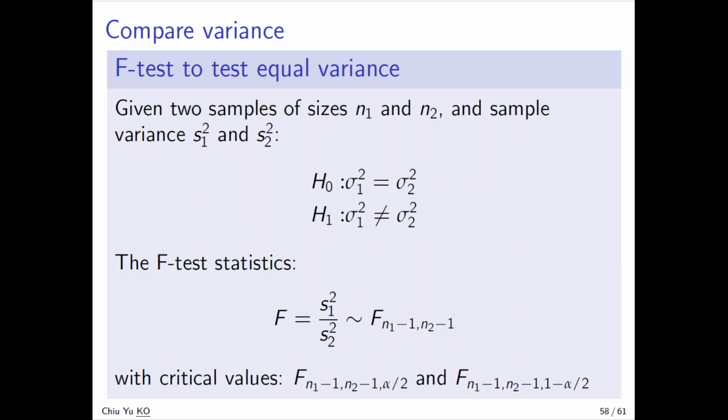Because of the way we write s1 over s2, that's why the critical value has two sides. Based on this, we will have a left and right critical value, and they're not symmetric, because F is not symmetric about 0. F is a positive number. So depending on the way you define 1 and 2, you have two values.